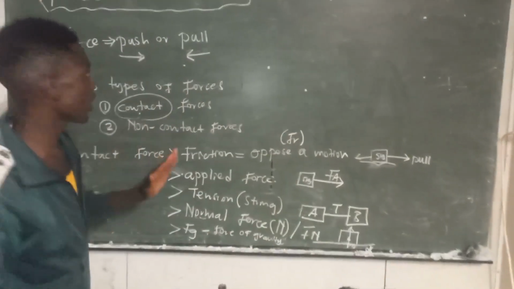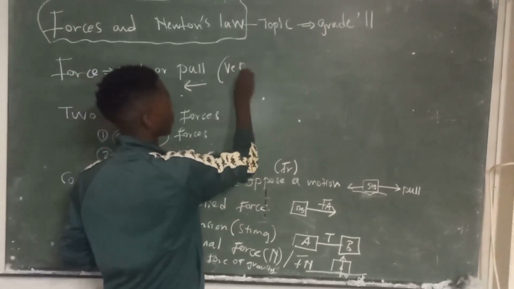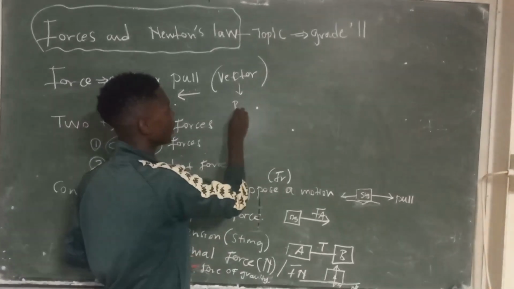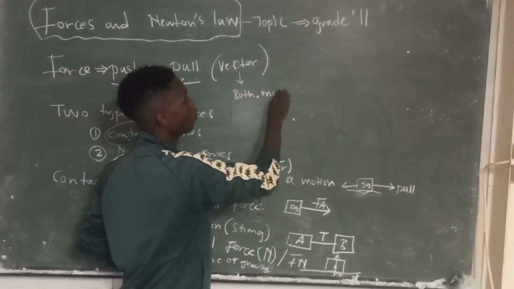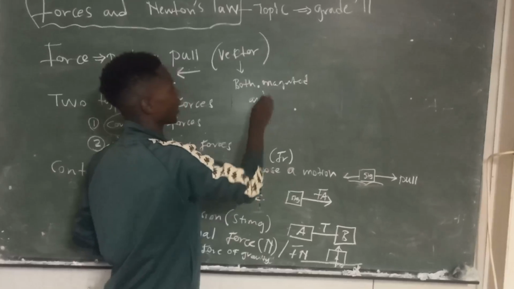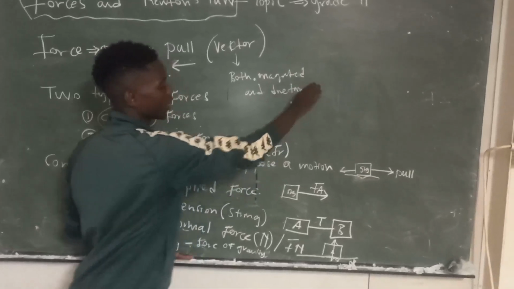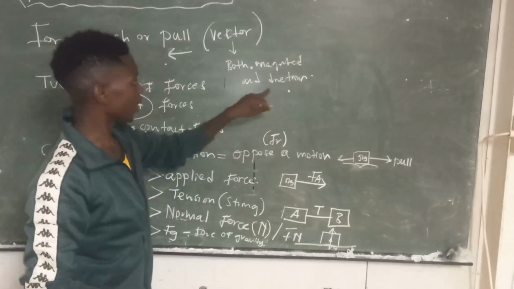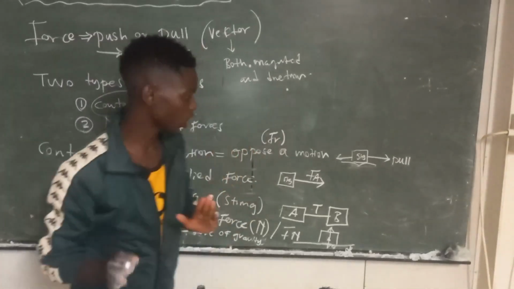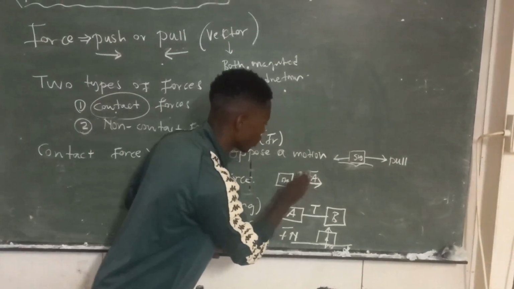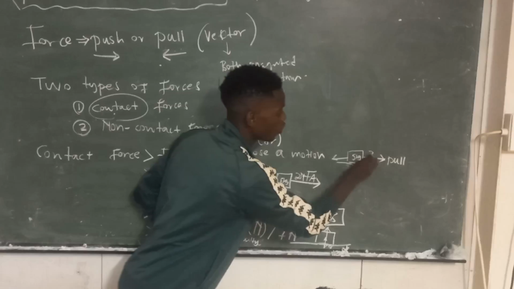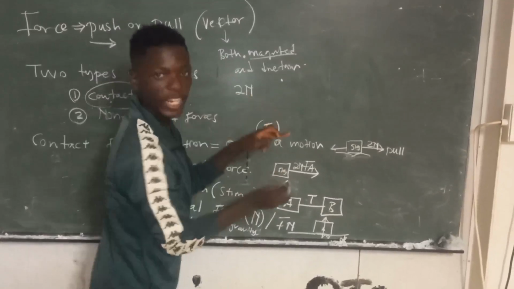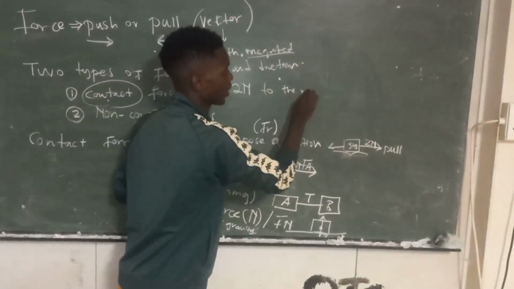Don't forget that a force is a vector. It simply means it has both magnitude and direction. You can see here that this 5 kg block is going to the right. That direction to the right is the direction. If I say this force is 2 Newton, the magnitude is 2 Newton. The direction is to the right.